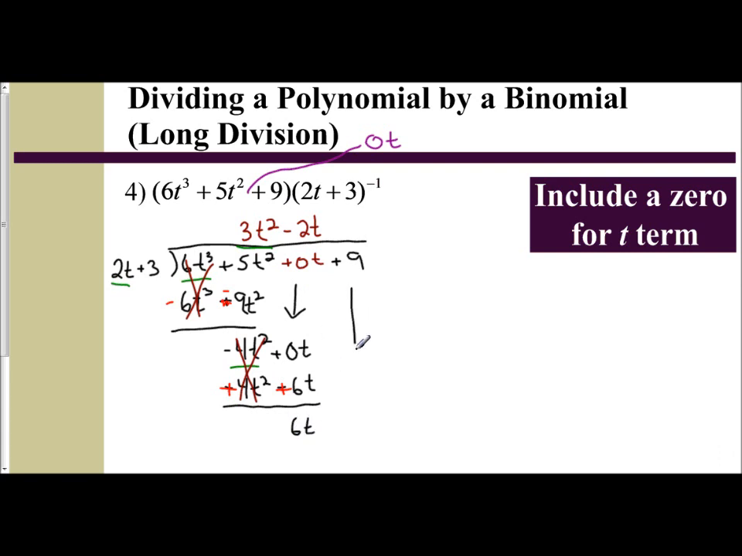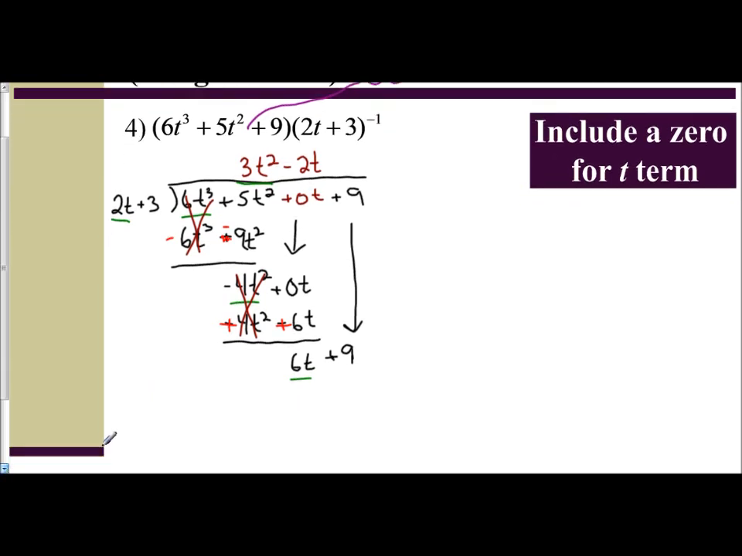And then we drop down our last term, which is a positive 9. And so what do you multiply 2t by to get your 6t? And I would multiply 2t by a positive 3. And so I have a positive 3 here. Distribute. 3 times 2t is 6t. And 3 times 3 is 9.